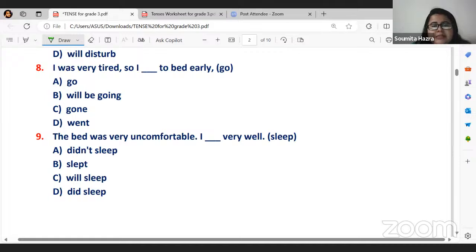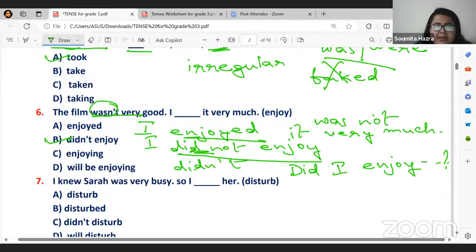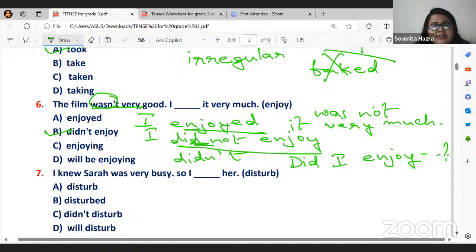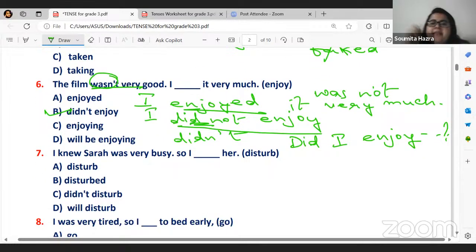Fine? Okay, so the answer of question number 6 is 6B. I didn't enjoy. Very good. Those who have identified the correct answer, very good. See, I know that I'm taking time for each question, but that is why I didn't go into much explanation at the beginning of the class. Each question I will take and explain to its root so that there should not be any confusion. Fine? Okay.